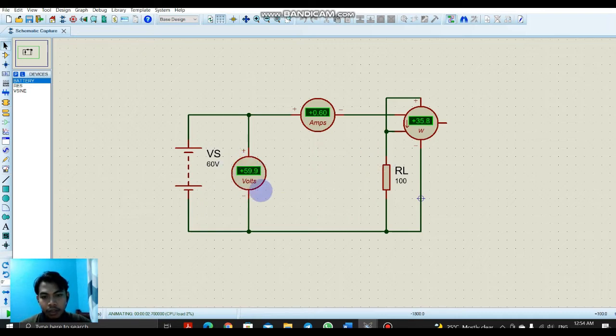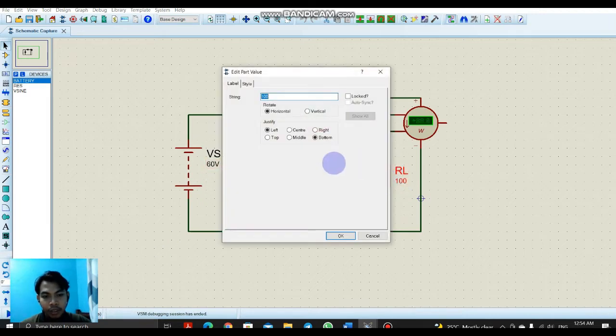Here we got the DC voltmeter reading 59.9, which is almost the same as the output voltage of the BS. As for the DC ammeter, we got 0.6 ampere, and for the wattmeter, we got 35.9 watts. These parameters are for the resistor of 100. Next, we will change the value of the resistor. We take 200.